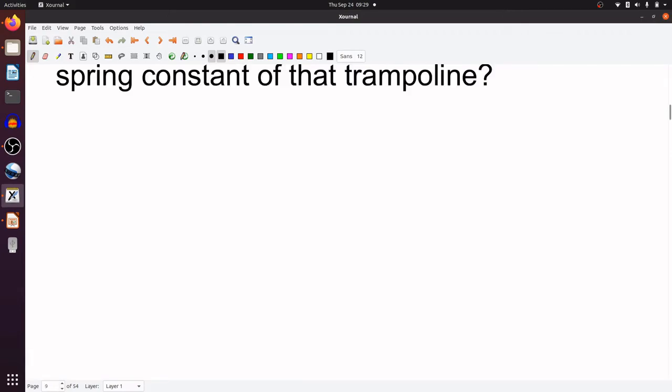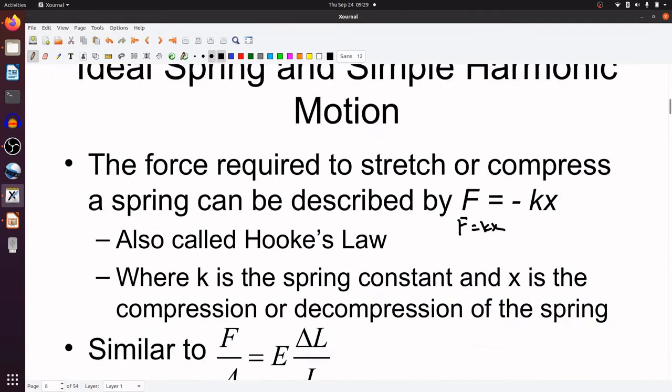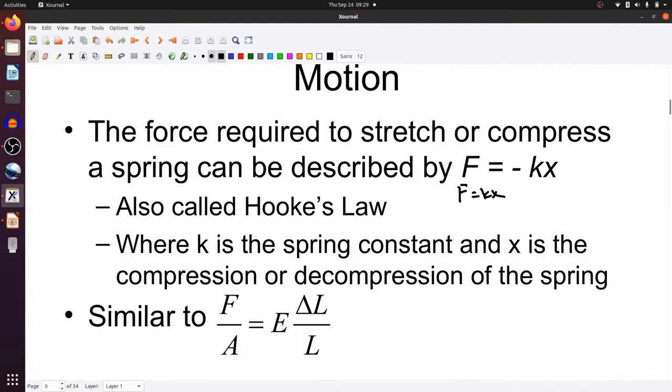You can pretty much get away with all problems of just saying F is equal to kx. But the true nature, it should be a negative. So that makes a little bit of sense there. K is your spring constant, and your spring constant is measured in newtons per meter. And x is the compression or the decompression of the spring.